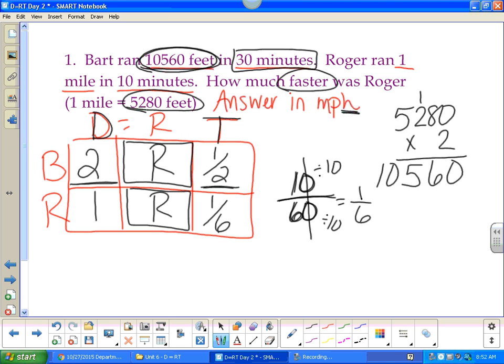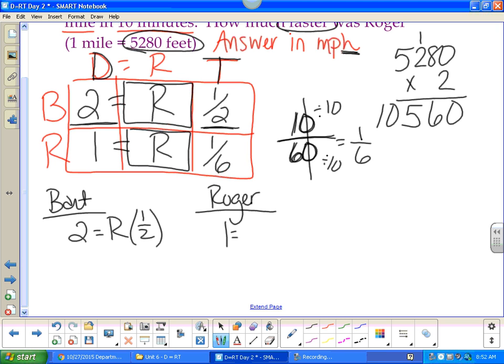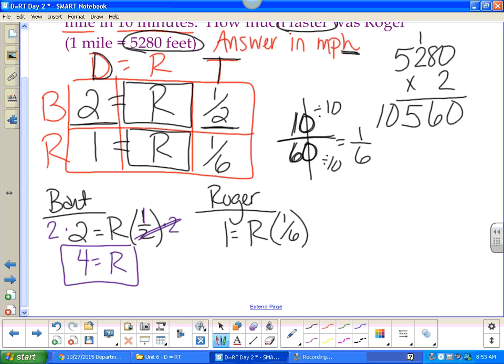What I don't know is their rate. So what I'm going to do is set up Bart's equation. So Bart is 2 equals rate times 1/2. Roger is 1 equals rate times 1/6. To solve these for R, to figure out how fast each one's going, I'm going to multiply both sides by 2 to make him go away. 2 times 2 is 4. Then R times the 1 is just going to be R, so his rate is 4. Now that's 4 miles per hour.